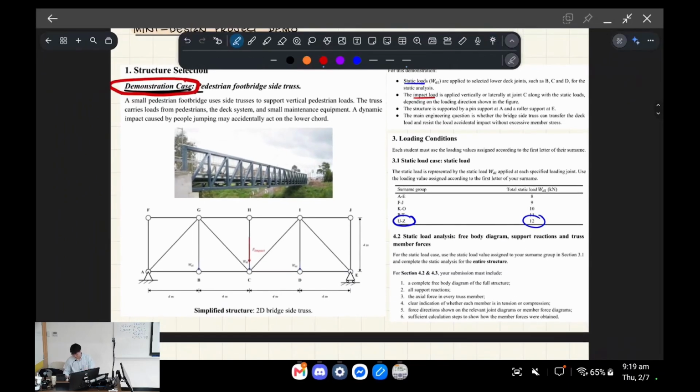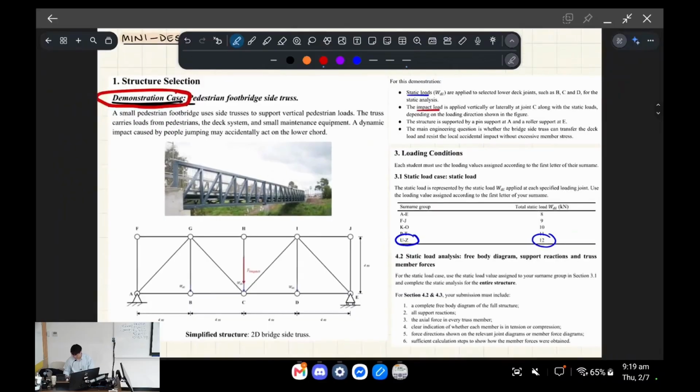There's extra bits which you have to do as well. So what I'm going to do is show you the static load and I'll give you a hint on how to do it for the impact load as well, but you have to read the assignment brief really carefully.